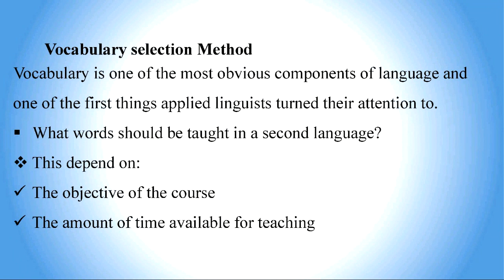So we have to think what words should be taught in a second language. That depends on the objective of the course and also the amount of time available for teaching. For example, for the IELTS, we have 2 types, academic and professional. The academic is mostly for students who want to study for their undergraduate or graduate degree, so it's more academic. That's the objective of the course. And the time for that will be maybe long, so they have a specific schedule for that.